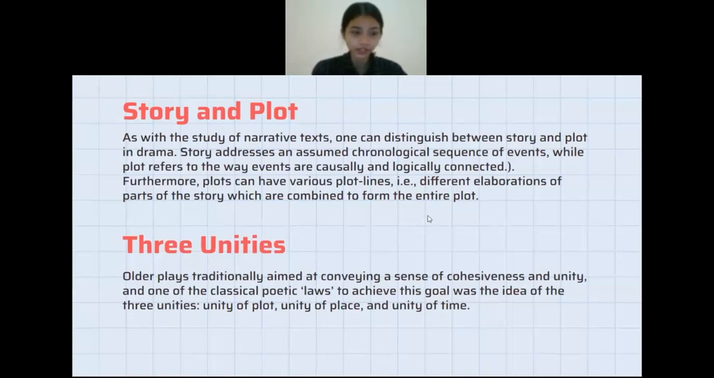Other plays traditionally aim at conveying a sense of cohesiveness and unity, and one of the classical poetic laws to achieve this goal was the idea of the three unities: unity of plot, place, and time.